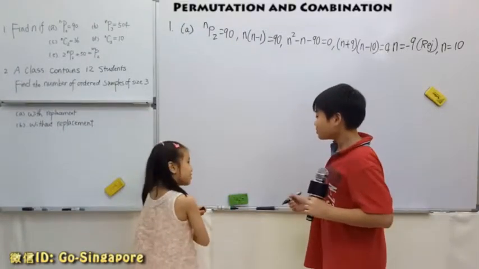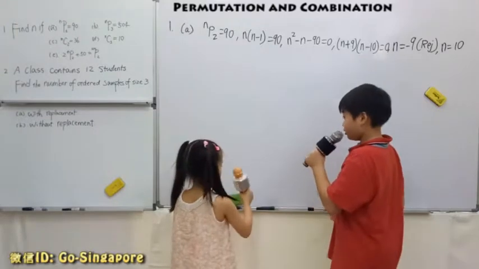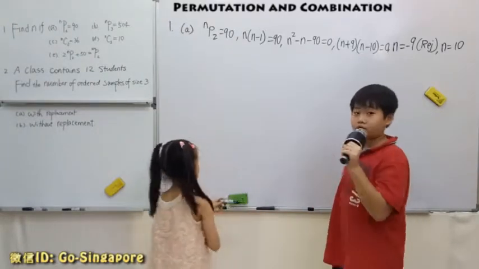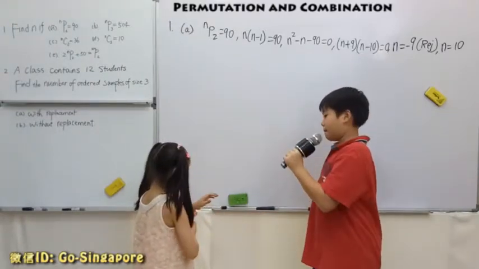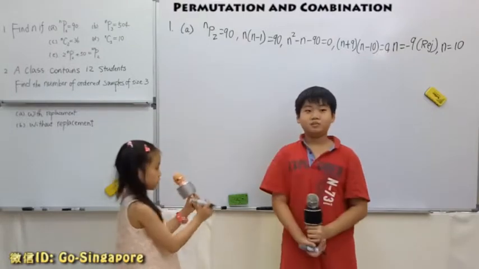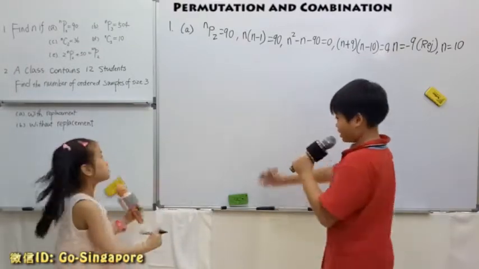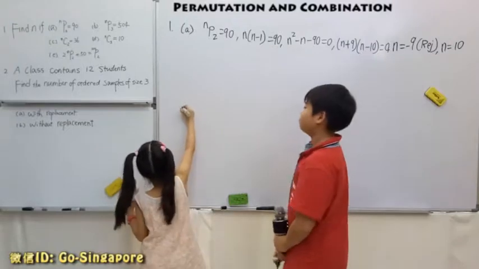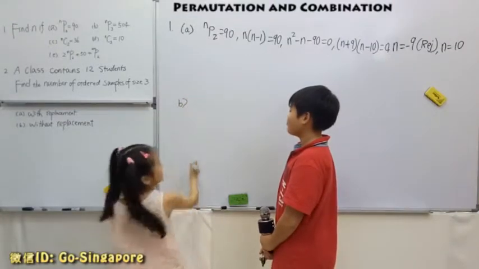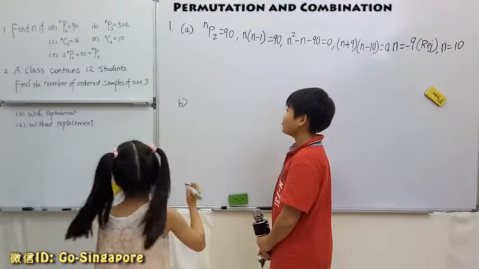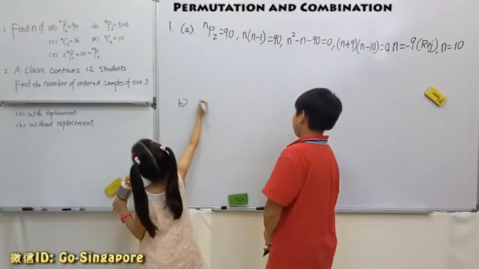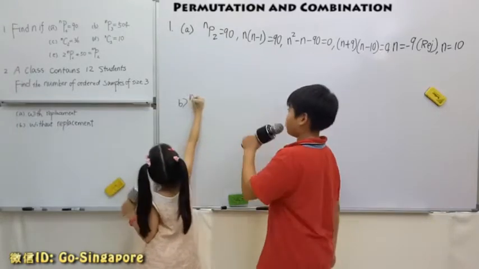Correct. Okay, so for the next part, part B, I will solve it. Okay, so quickly. So for part B, it is actually n permutate 3.